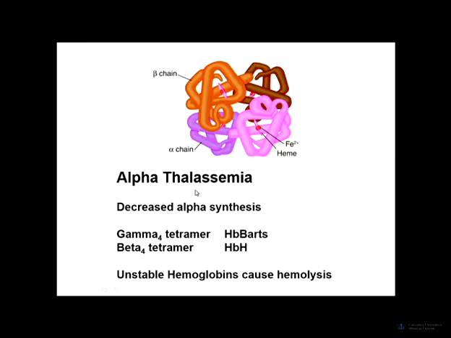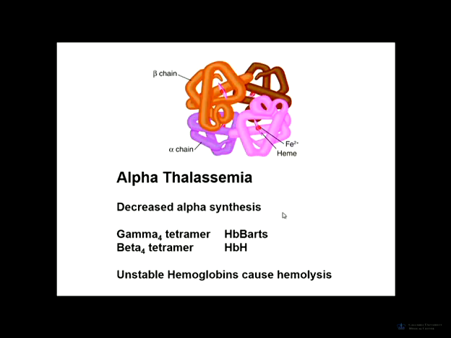So to go through it again, alpha thalassemia is where you have decreased alpha synthesis. In the thalassemias, the imbalance, the problem is actually caused by an overexpression of the other globin gene. So if you're not making enough alpha, the problem is that you're making relatively excessive amounts of either gamma or beta chains.